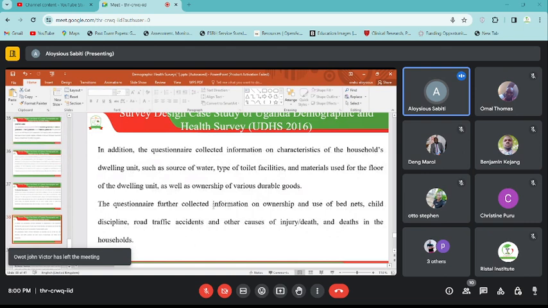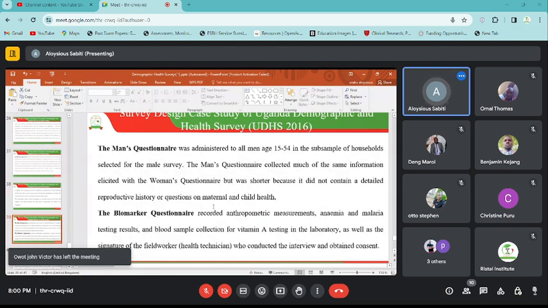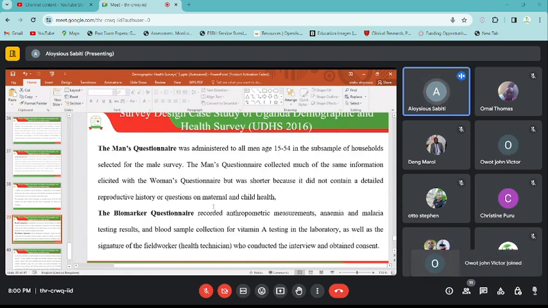And then, if we were to look at the man's questionnaire, it was also administered to all men aged 15 to 54. So, in the sub-sample of households selected for the male survey, the man's questionnaire collected much of the information elicited with the women's questionnaire, but was shorter because it did not contain a detailed reproductive history or questions on maternal and child health. So questions on maternal and child health were only asked to the mother in the woman's questionnaire.